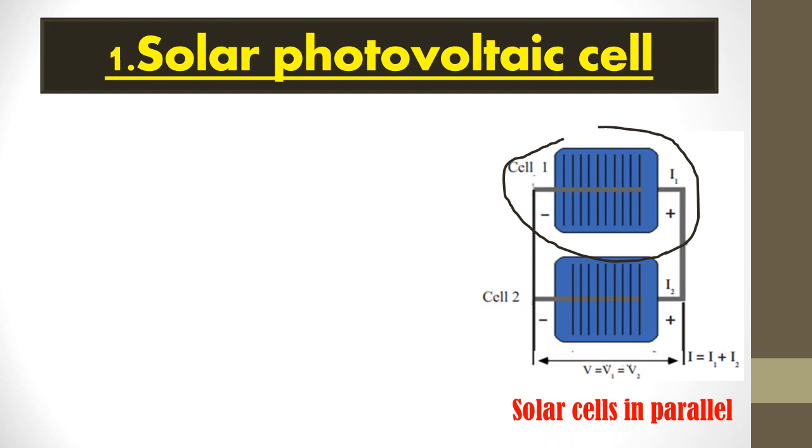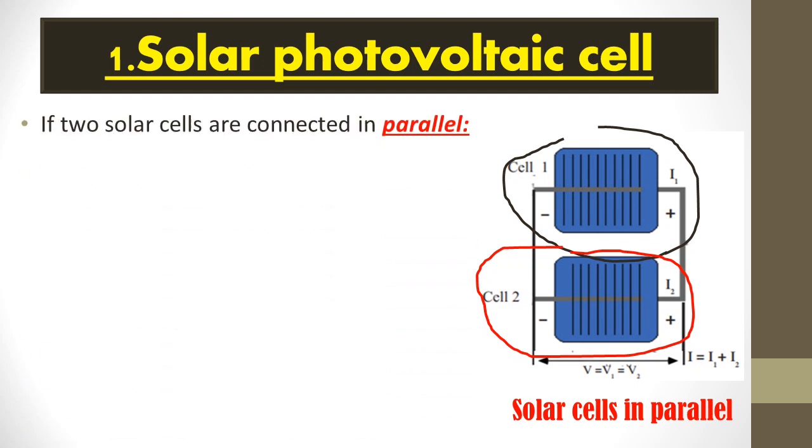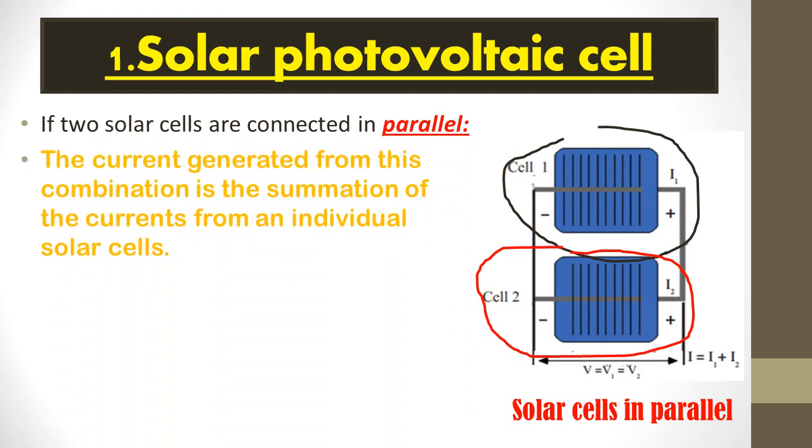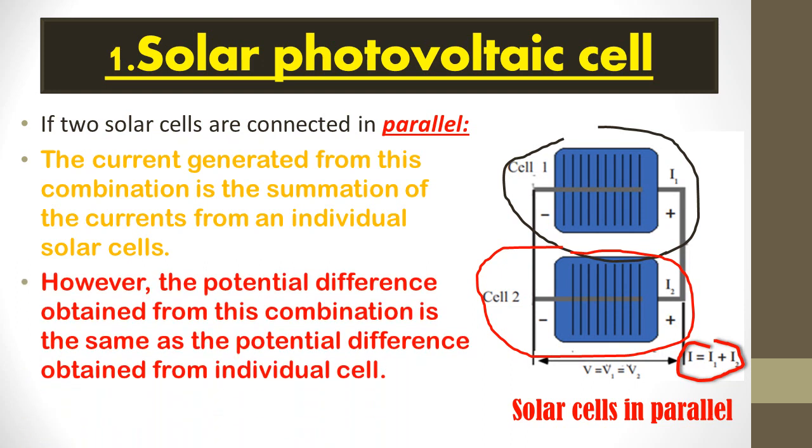So this is cell 1 with a current I1 and this is cell 2 with a current I2. If two solar cells are connected in parallel, the current generated from this combination is a summation of the currents from the individual solar cells, that is, current I is equal to I1 plus I2, the combination of both cells. However, the potential difference, that is V, obtained from this combination is the same as the potential difference obtained from individual cells. So cell 1 potential difference is V1 and cell 2 potential difference is V2. So here V is equal to V1 is equal to V2.